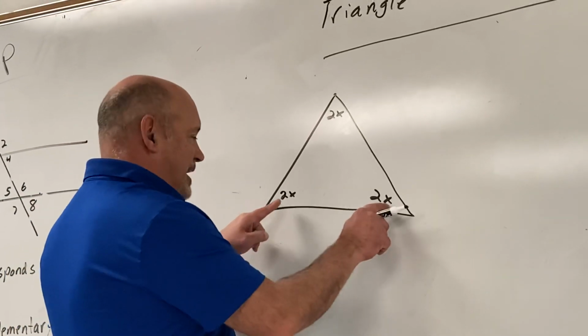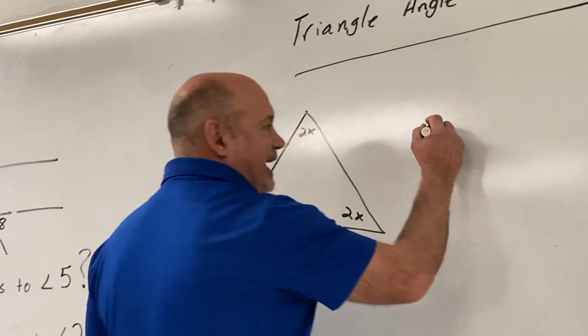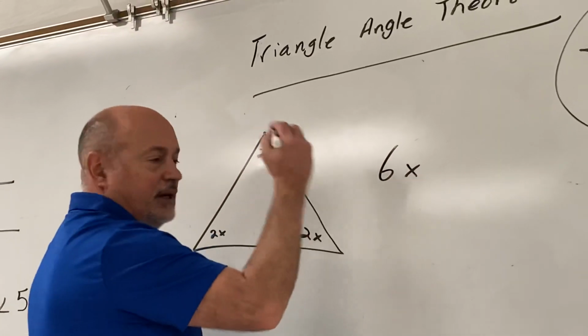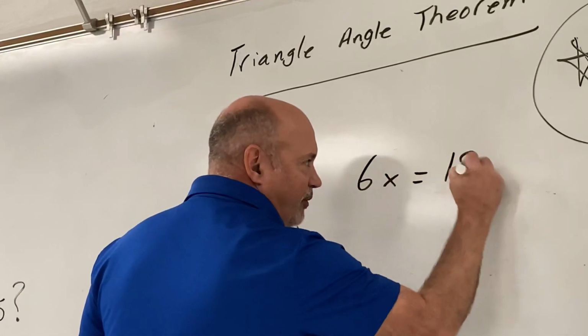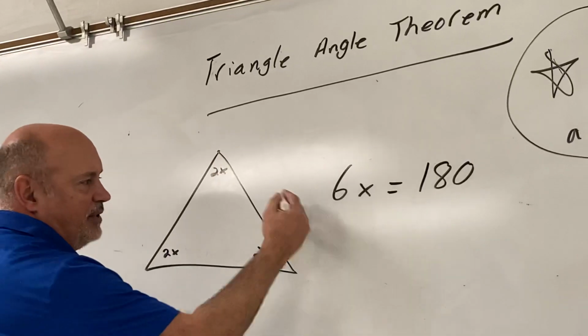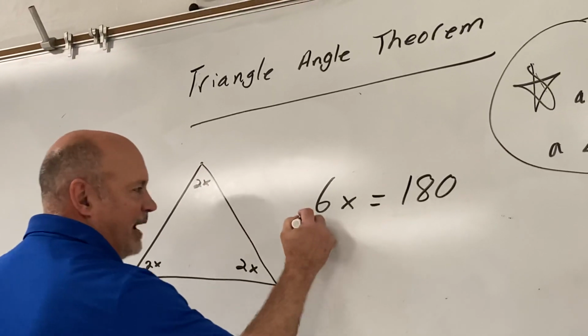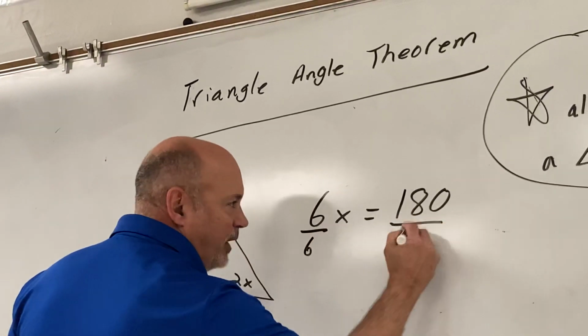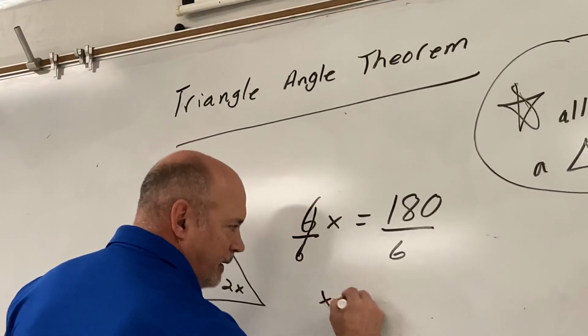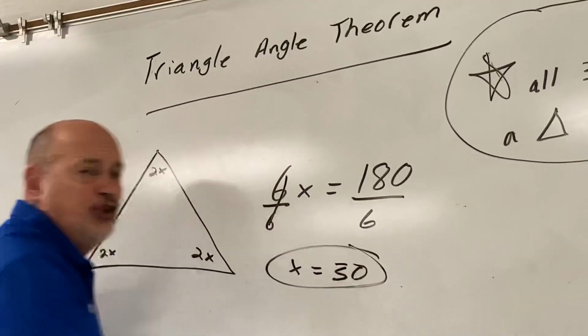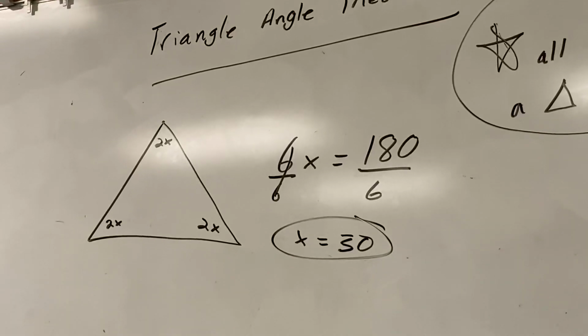So let's do 2x plus 2x plus 2x. Doesn't that add up to 6x's? Yes. And don't all three have to equal 180? Well, that's easy. What do we do? You divide by six. And what is x? 30. So is each corner of my triangle 30? No. Yes.